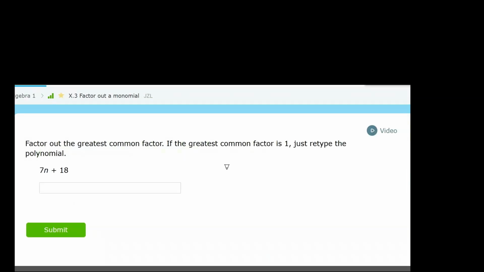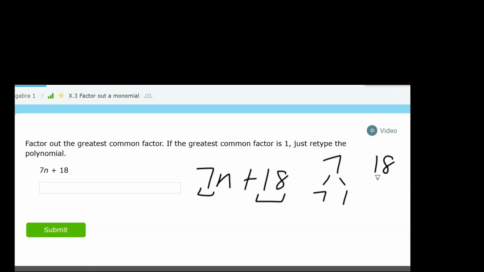Let's do one more problem. So this time we have 7n plus 18. Again, we're going to look at our number component. 7 is a prime number, so the only factors that go into it are itself and 1. 18 can be broken down into 9 times 2. 9 can be further broken down into 3 times 3. Do we see any common factors here? No. Well, except 1, right? Because 1 divides into anything. So for our number component, it's just 1.